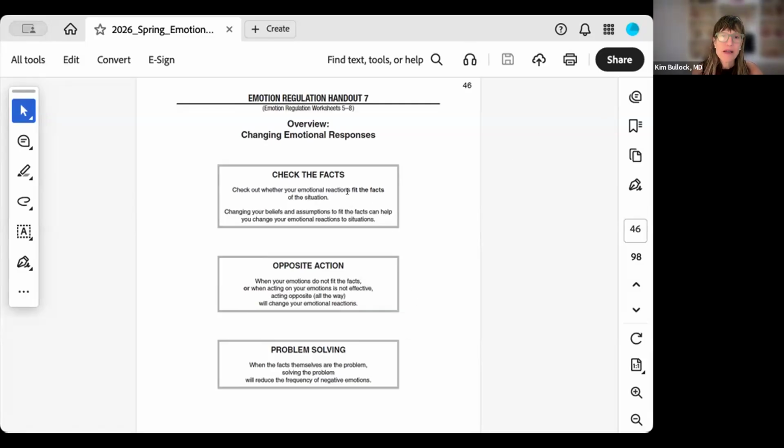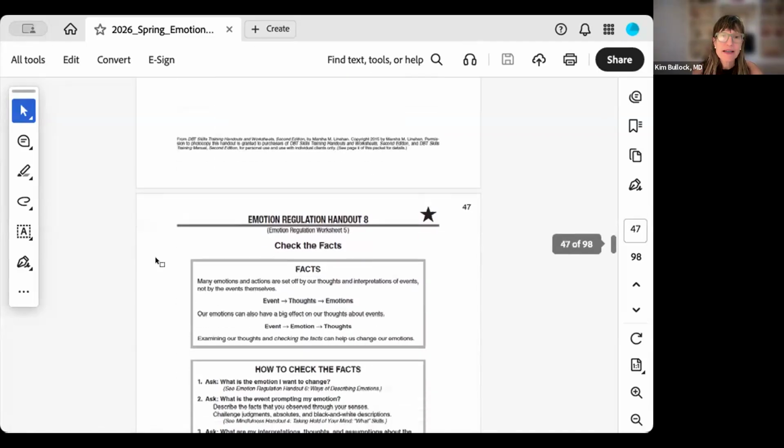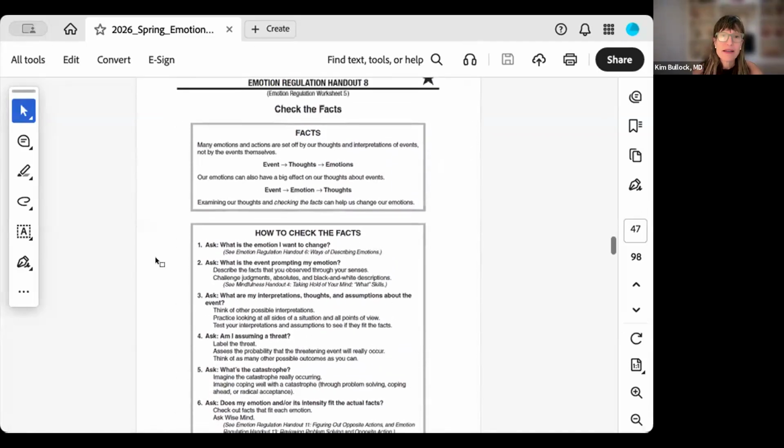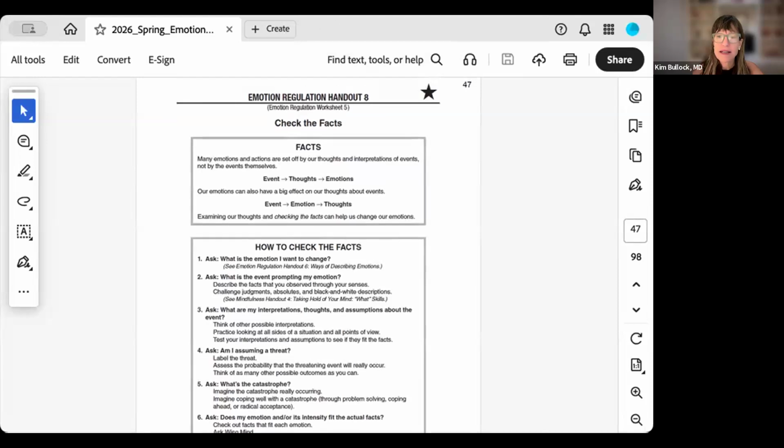The first main point I want to talk about for checking the facts are the actual steps involved. We really react to our thoughts and interpretations of an event rather than the facts of the event. Changing our beliefs and assumptions to fit the facts can really help change emotions a lot of the time.